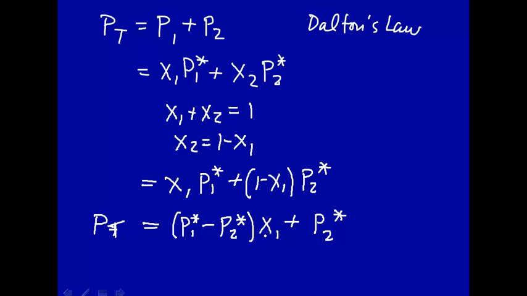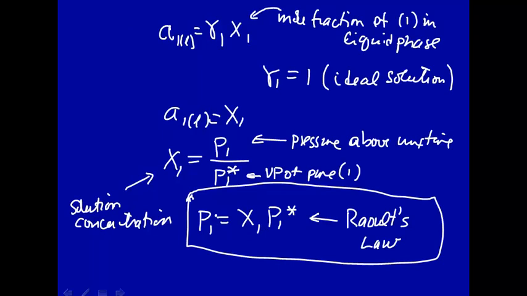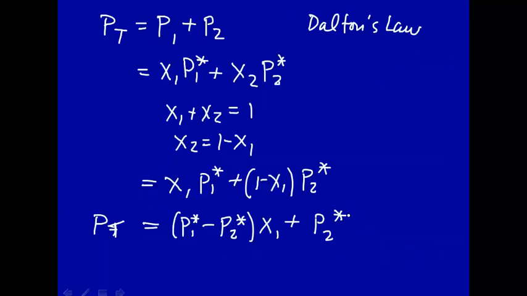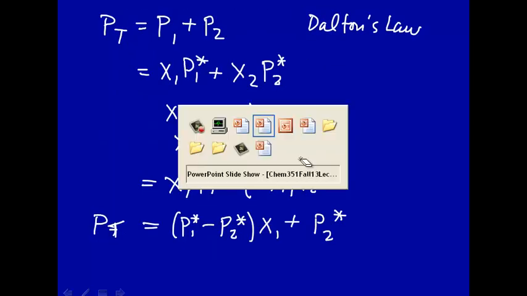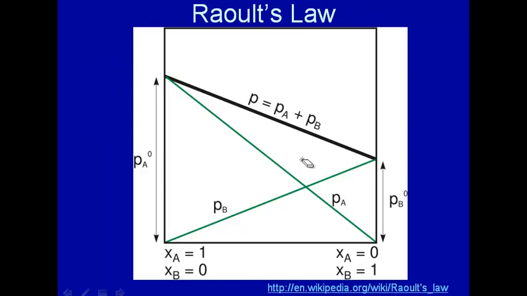And if you plot the individual pressures, like the pressure of 1 versus mole fraction of 1, you'll get a straight line. And those kinds of straight lines that you get when you do those plots, if they're straight lines, then the solution follows Raoult's law. Okay, so let's take a look at a plot of those things.